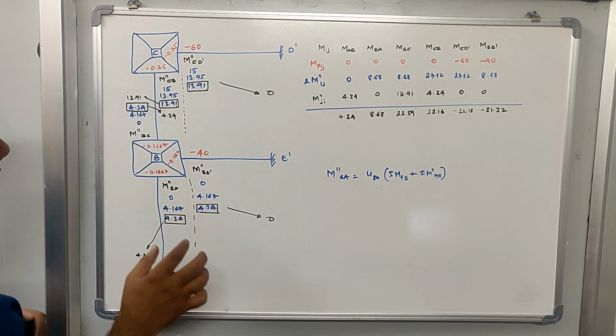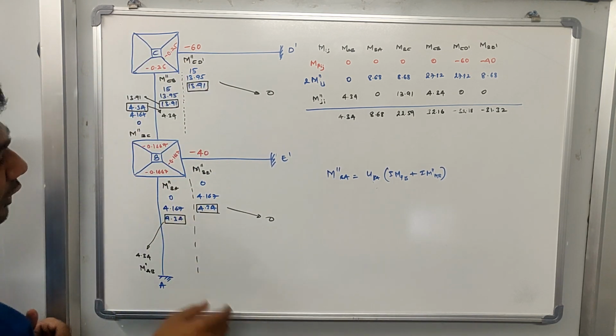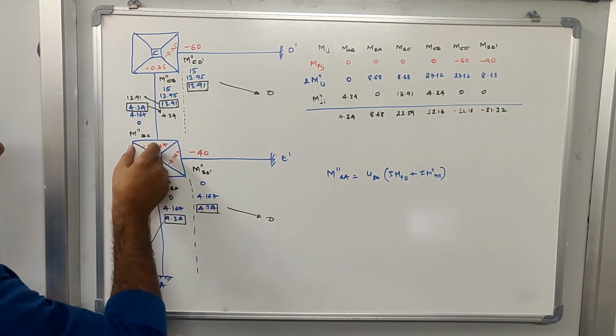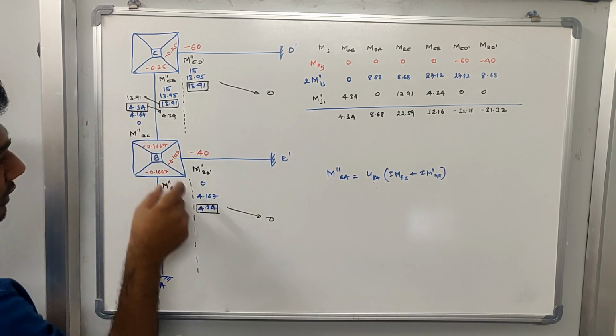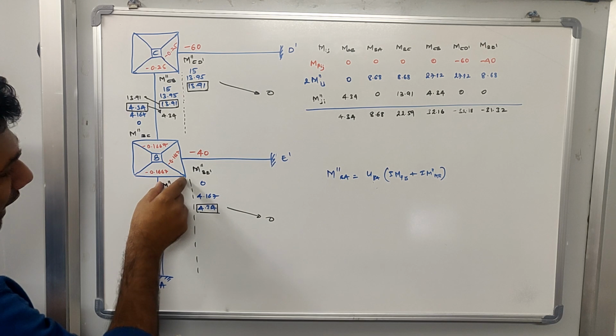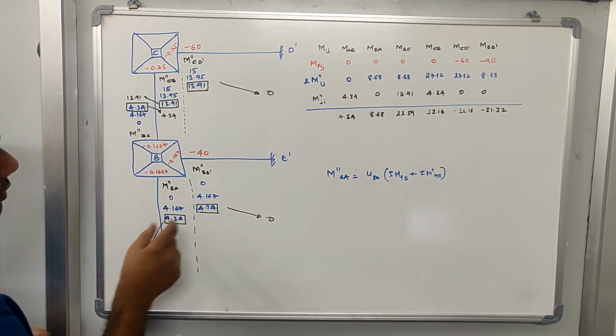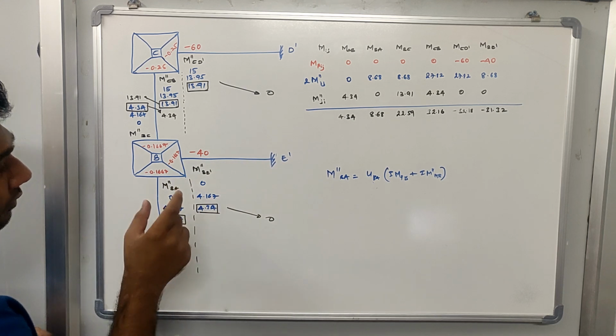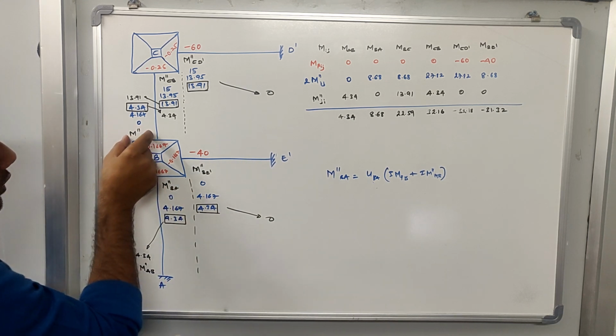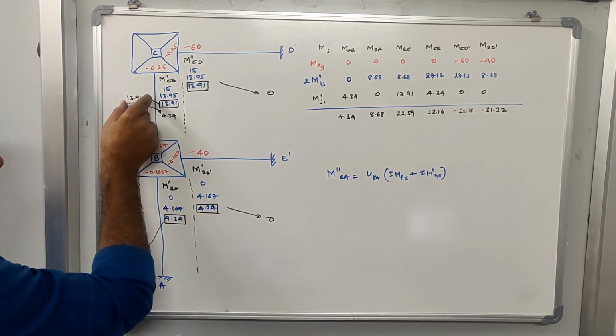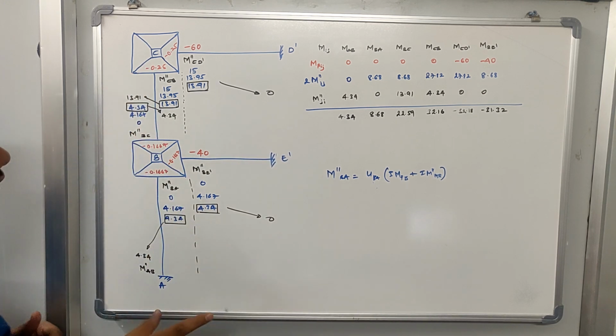Now going to joint B. At joint B we need to calculate the rotation moments for BA, BE and BC. For BA, I'll write all the values of rotation moments in this column. Here I'll write the BE values. The BC values are written in the upward direction over here.